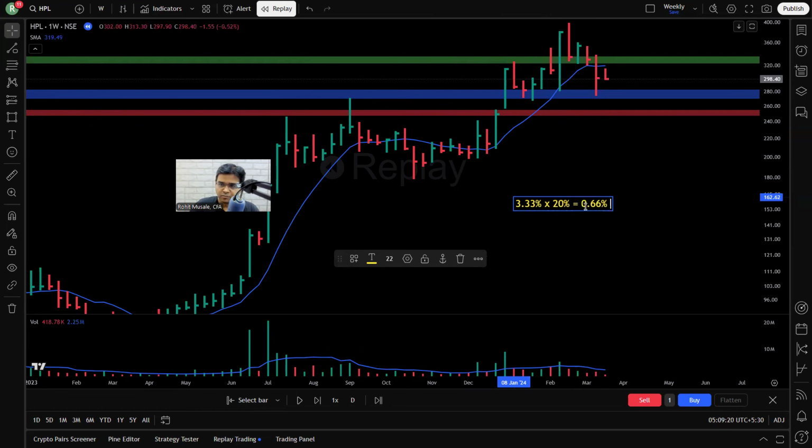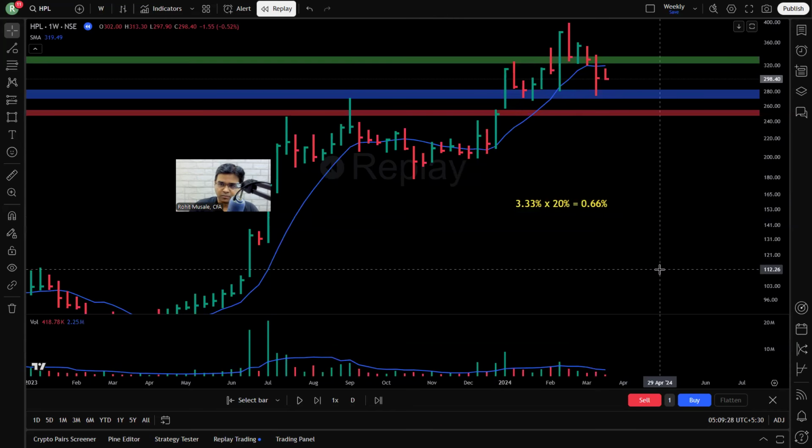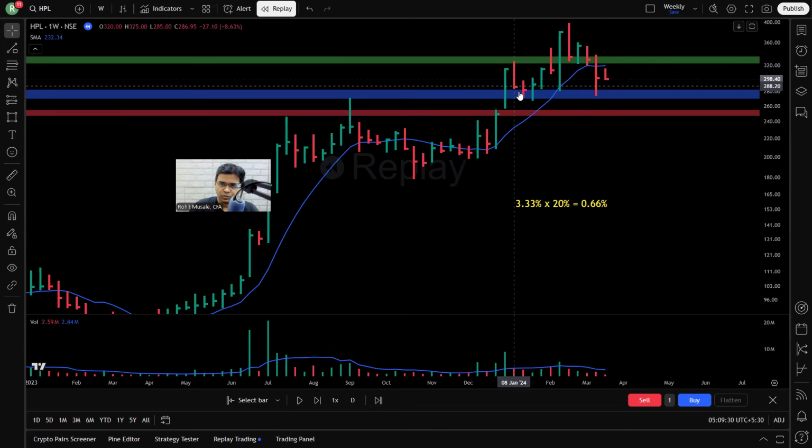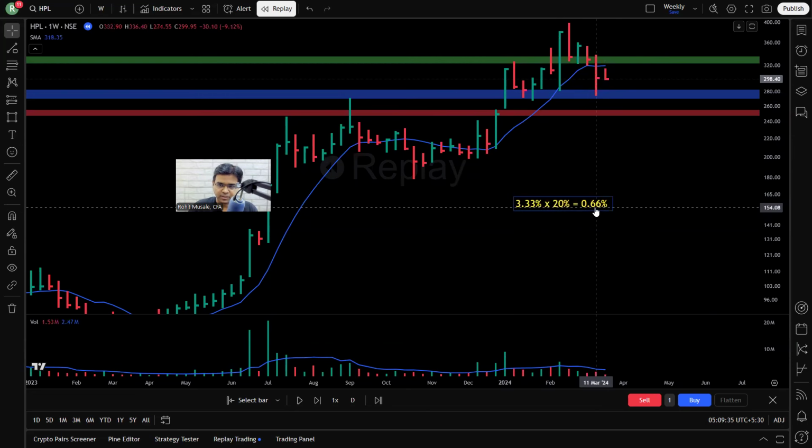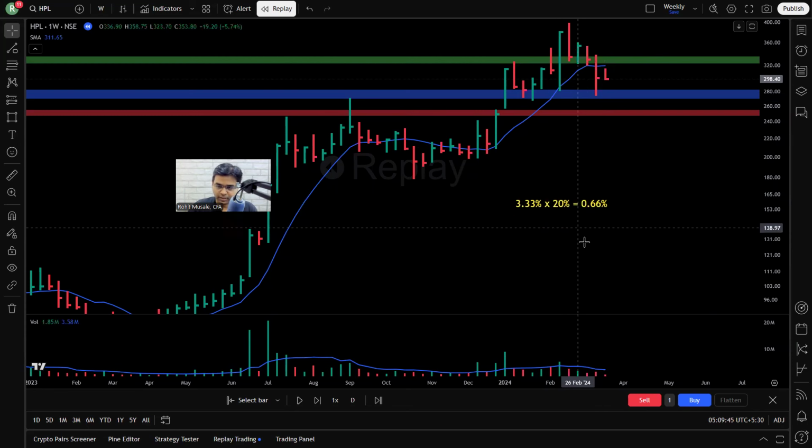This is the amount of money that you have made on a portfolio level from one stock in how many days? In just a couple of weeks. In just 2 to 3 weeks, you made 0.66% on your portfolio, which is a very good return, by the way. This is not your return on your position, it's a return on your portfolio.